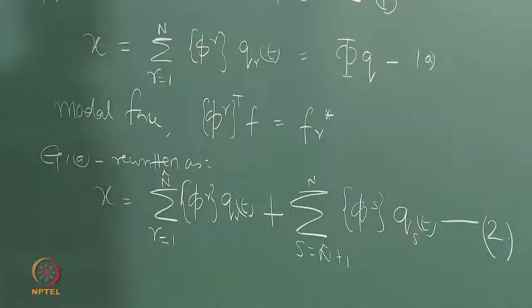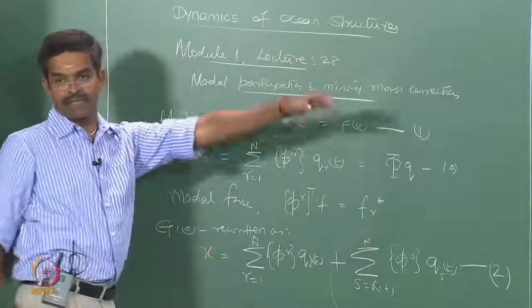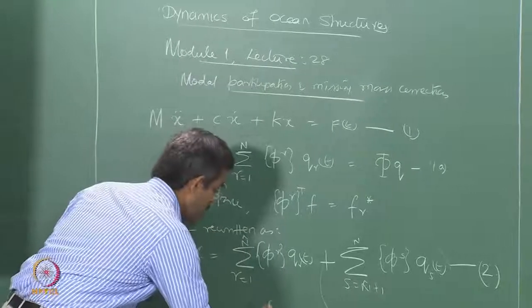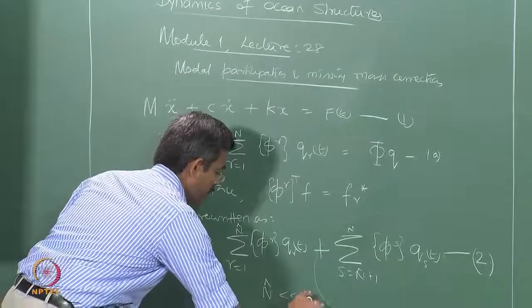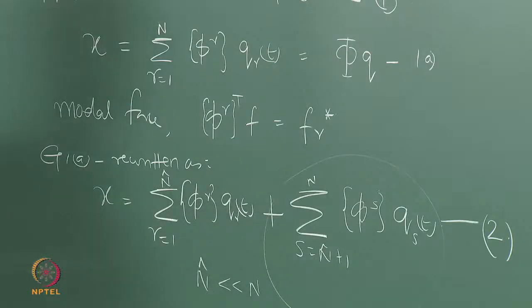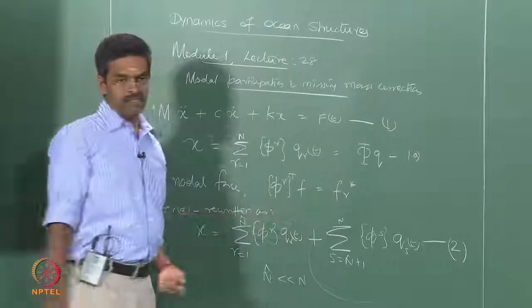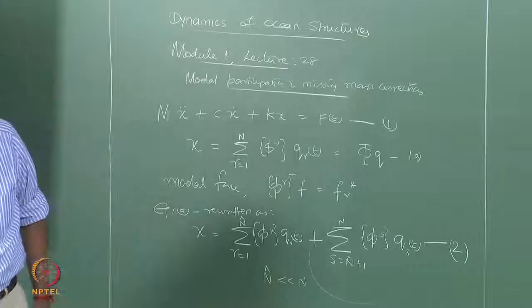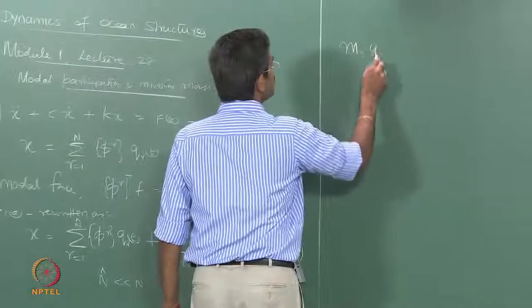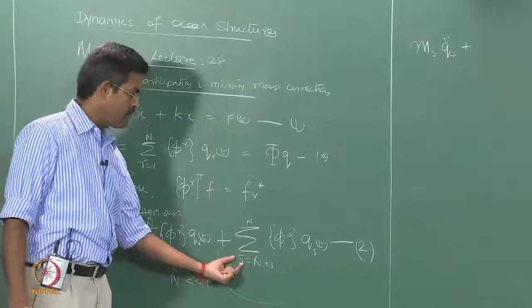What I am interested in is to know the contribution of this specific component on x, because I am going to neglect this. I do not want to consider the modes beyond n hat, where n hat is much lower than n. I want to neglect the higher modes, but I want to see what is the influence of this. We have also said it is going to be static correction, because m s q s double dot, because now I am writing the equation of motion in the S frame, that is the degrees of freedom from n hat to n.